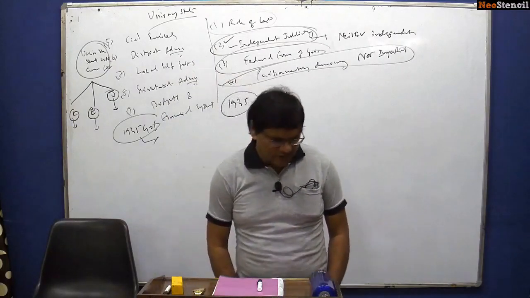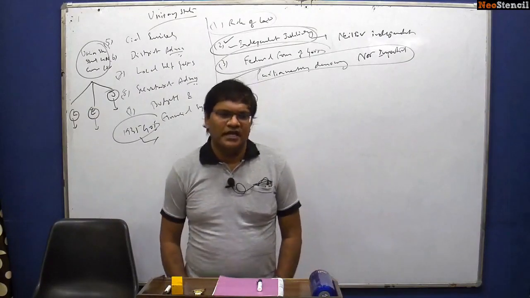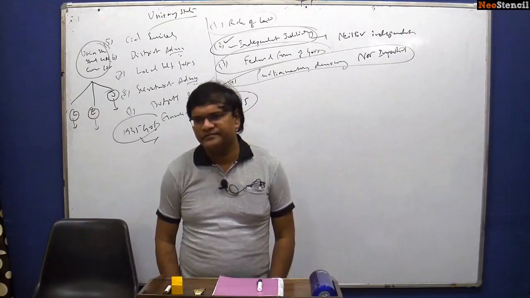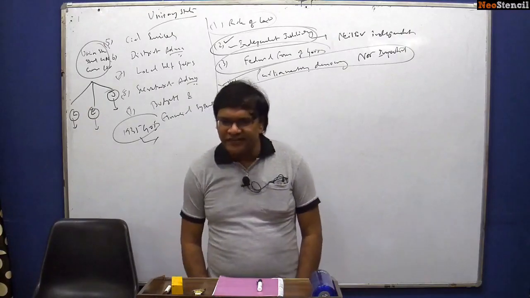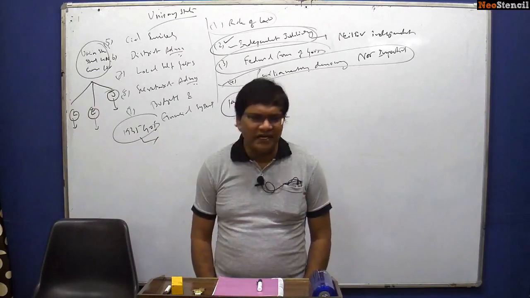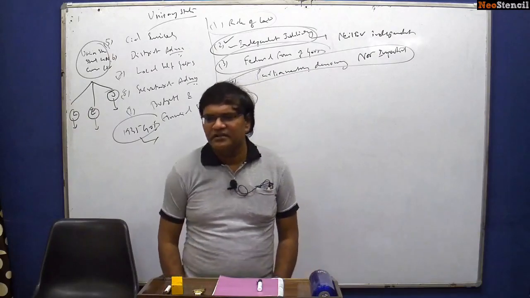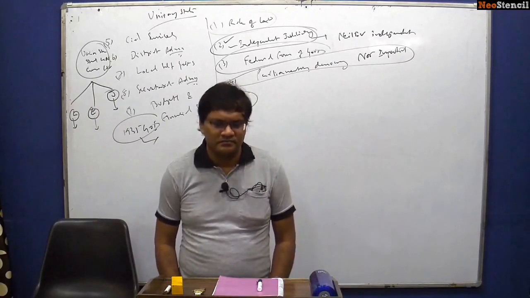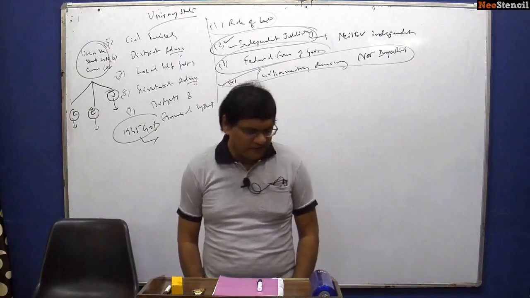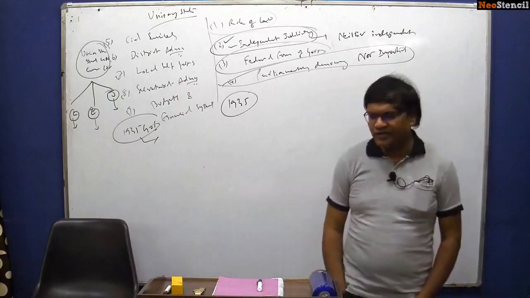This diarchy was introduced in provinces. And when they introduced diarchy, what is it? What is this diarchy? In provinces, the subjects of the government were divided into two categories: transferred subjects and reserved subjects. The activities of the government were divided into two categories: transferred subjects and reserved subjects.